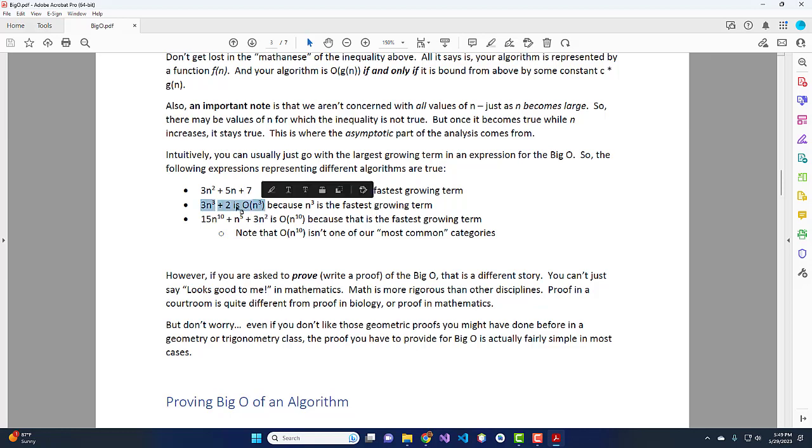And down here, this is a simple one. So 3n cubed plus 2 is clearly big O of n cubed, because n cubed is the fastest growing term there. 2 doesn't grow at all.